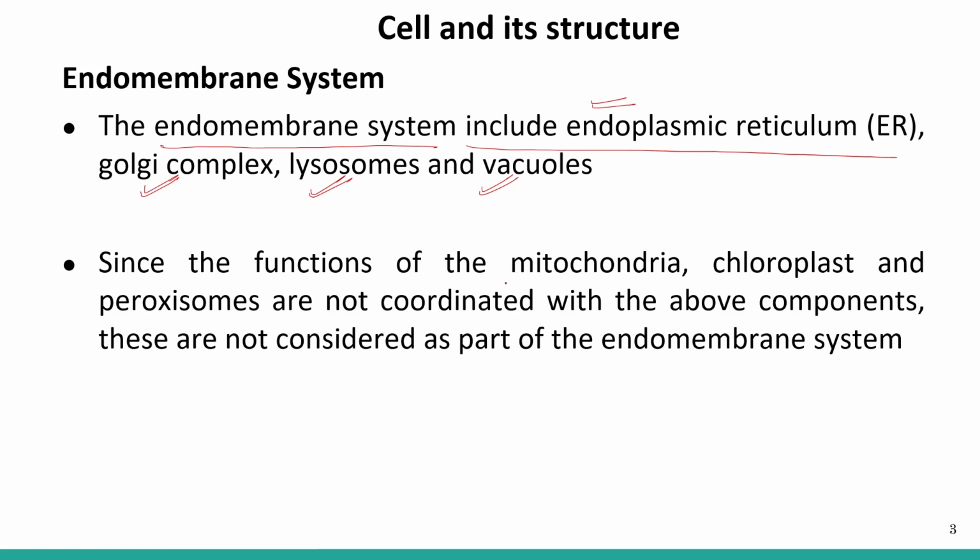Since the functions of the mitochondria, chloroplast and peroxisomes are not coordinated with the above compartments, these are not considered part of the endomembrane system. There are some other organelles, also membrane bound, like mitochondria, chloroplast and peroxisomes, but they are not part of the endomembrane system because they are not in coordination to perform the function that the endoplasmic reticulum, Golgi complex, lysosome and vacuoles perform. They have nothing to do with this system.